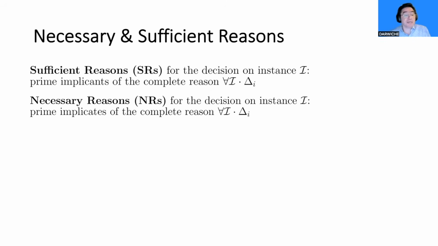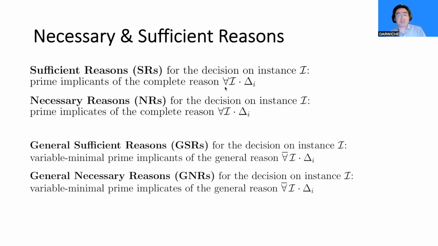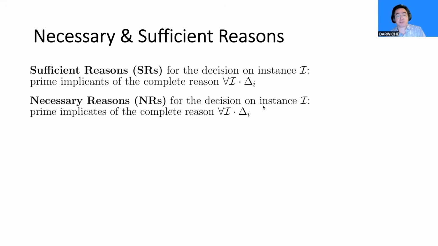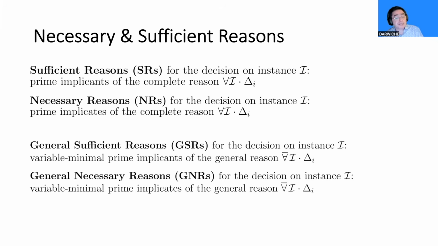Okay, the original theory defined sufficient reasons and necessary reasons as the prime implicants and implicates of complete reasons, which as we saw, gets computed in this particular way. The new theory does it similarly, with an exception. So there is now the notion of a general sufficient reason, GSR, which is the variable-minimal prime implicants of the general reason. Okay, and the general necessary reasons are the variable-minimal prime implicates. So let's ignore variable minimal for now. The only difference is instead of complete reason, we use general reasons.